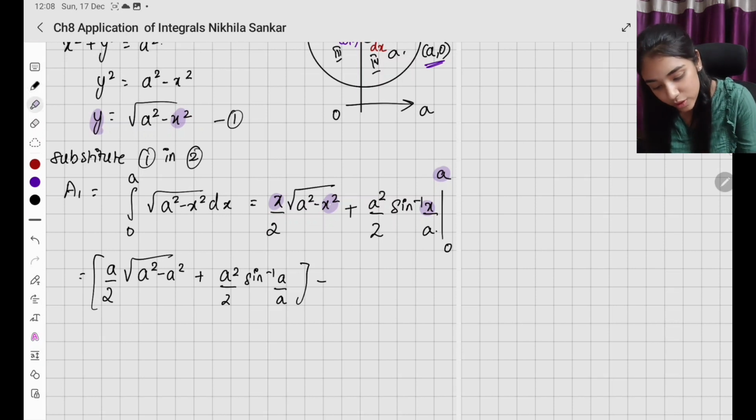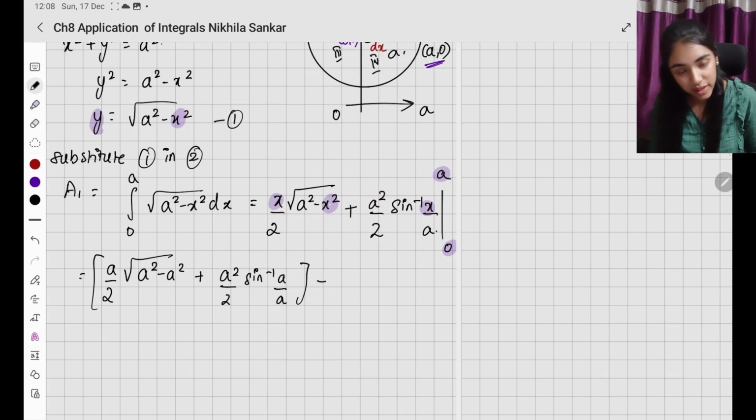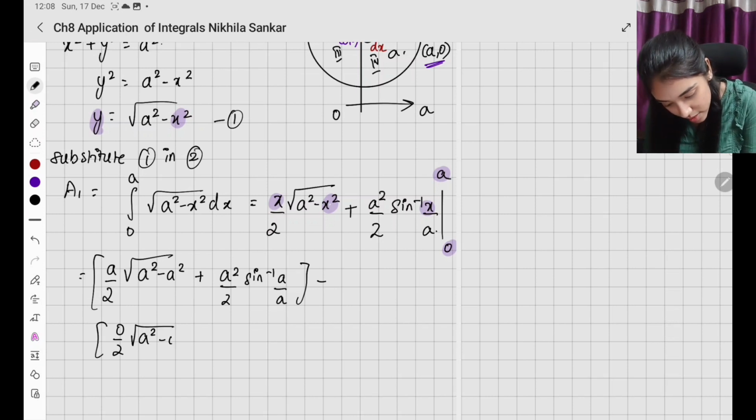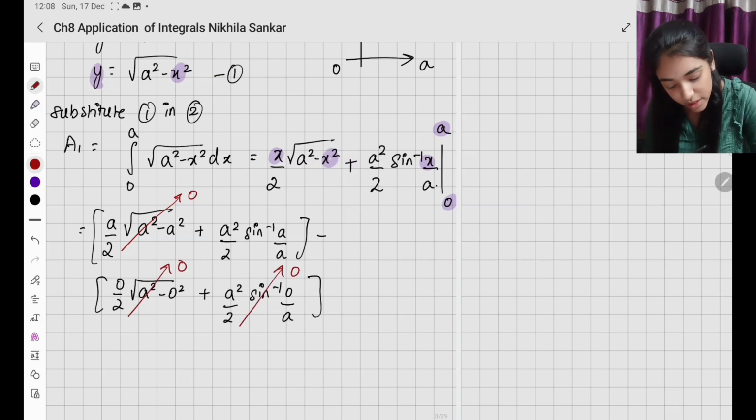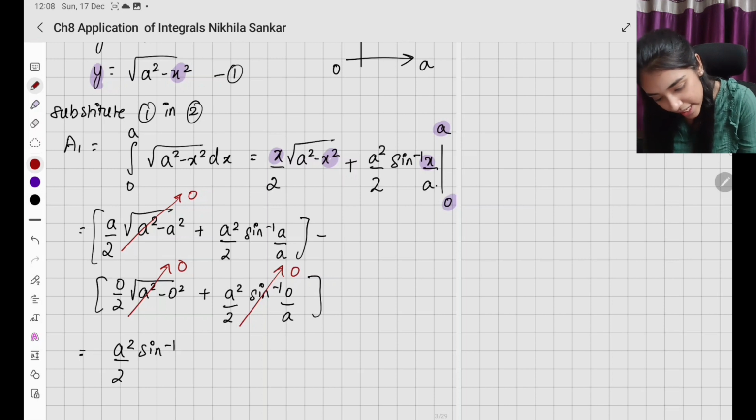So wherever I have the lower limit, I'm going to put the value of 0. So I have 0 by 2 square root of a square minus 0 square plus a square divided by 2 sin inverse of 0 divided by a. Now, what do I see? I see that in the இடத்துல a square minus a square, so this term becomes a 0. I have 0 times, so this becomes a 0 and this whole term becomes a 0. So what am I left with now? I have a square divided by 2 sin inverse of, here the a and the a gets cancelled, so I'll have 1 sin inverse of 1.